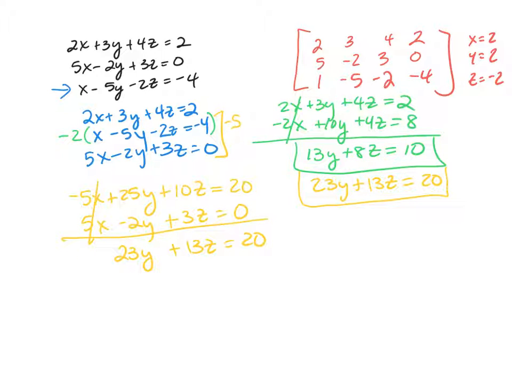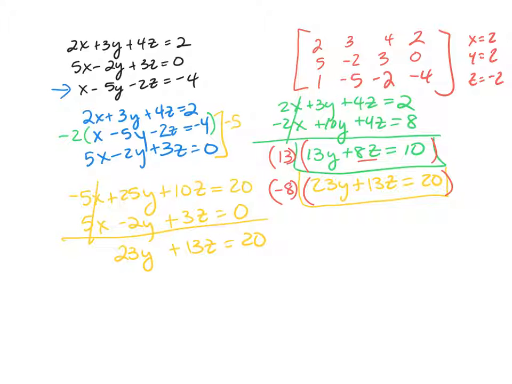So now I have to find y and z. I've got two equations. This is what you did on the test last week. And I always look at my y's. My y's are 13 and 23. My z's are 8 and 13. So technically the z's are a little smaller and easier to deal with. So I'm going to eliminate the z's. I'm going to multiply this first guy by 13, and this second guy by negative 8, and that'll work out.